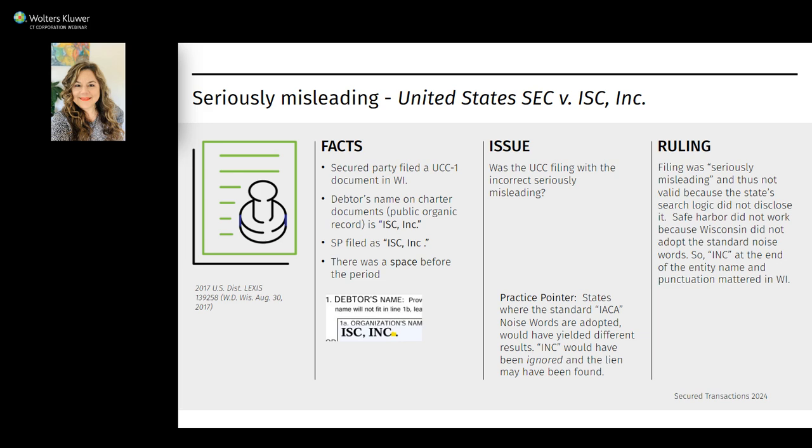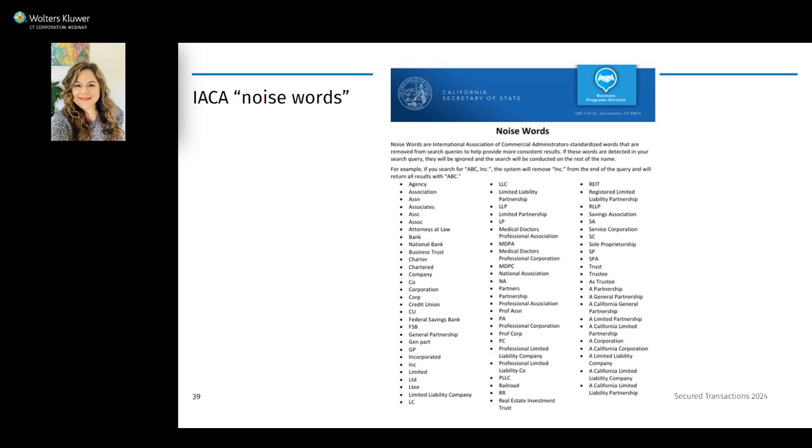Now, the reason I love this case is because this case never would have happened in California. California has what's called a broad-based search, and that means that they would drop off the Inc. when you ask for a search in that state, and Inc. is considered a noise word. If you haven't heard of noise words before, they're promulgated by IACA, but the states are not forced to adopt them. So Florida didn't adopt them, Wisconsin didn't adopt them, and that means that you have to be very specific when you search, and you have to get it right, and also when you file, of course, too.